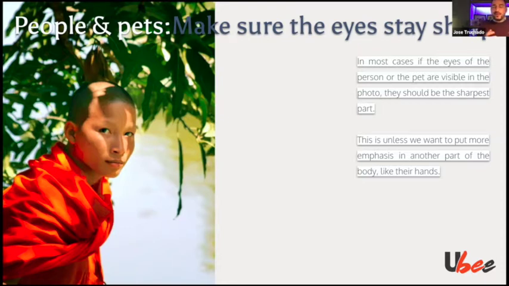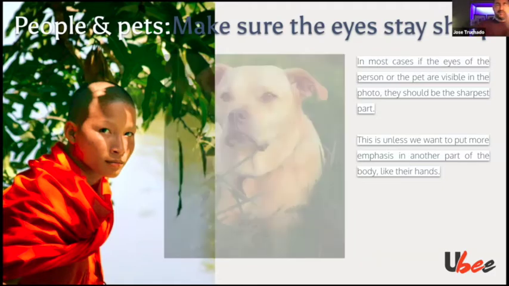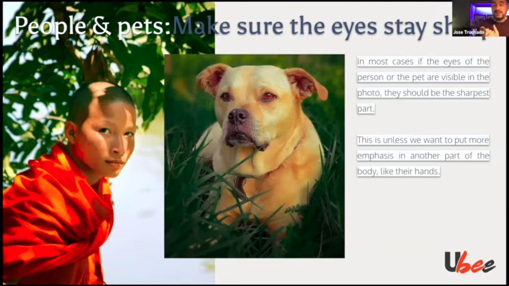If the eyes are blurry, then the picture will look less professional. This is unless you're trying to achieve a different meaning with the picture. Sometimes you want to give emphasis to something else, like the hands while you're talking. So if the hands are closer to the camera, then the eyes don't need to be sharp. But if you're taking a portrait, and a portrait usually is a person's face or a pet's face or an animal's, make sure that the eyes of the person or the animal are very sharp.